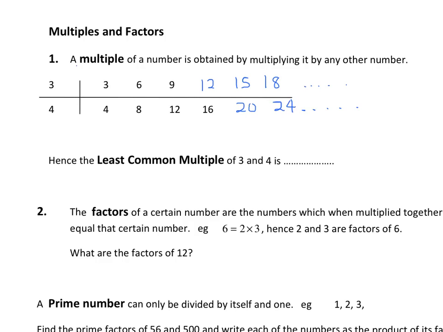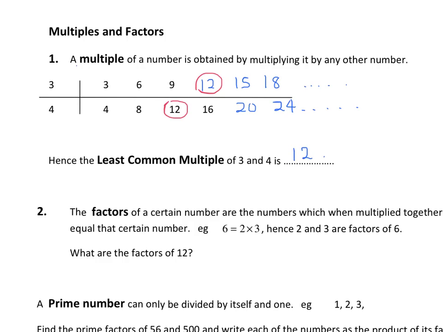Now the question that you're going to be asked is to find the least common multiple of two numbers. So if we're looking at the two numbers 3 and 4, the least common multiple of both, that is the lowest number that is common to the multiples for both, is 12 and 12 there. So let's just circle them. So the answer to the question is the least common multiple of 3 and 4 is 12. So we've talked about multiples, that's fine.